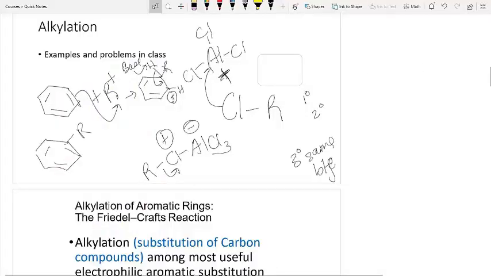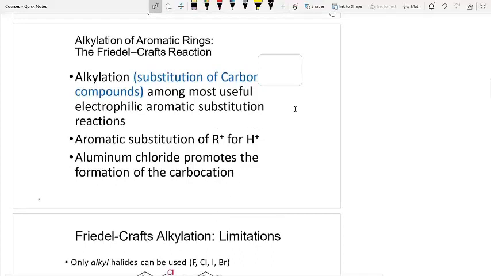With 2 limitations, there's 4 real things that you have to know, but 2 are really what I consider limitations. The 4th is just a rearrangement, which is not necessarily a limitation, it's just something to be aware of. Again, in our Friedel-Crafts alkylation, we add a carbocation. Because of the need to add this carbocation, you need to have things that can form carbocations.